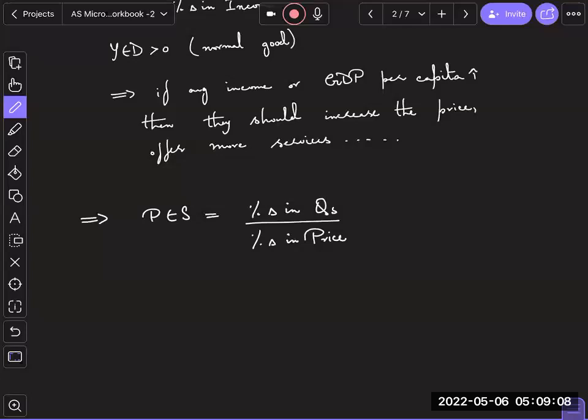What should be the value? Zero नहीं, लेकिन still it should be highly inelastic. क्यों? Why it should be zero or it should be highly inelastic?